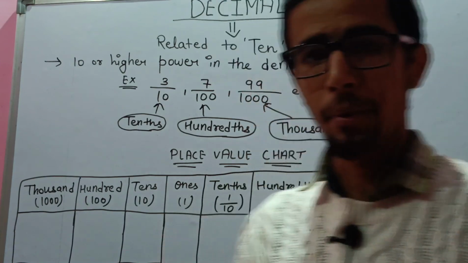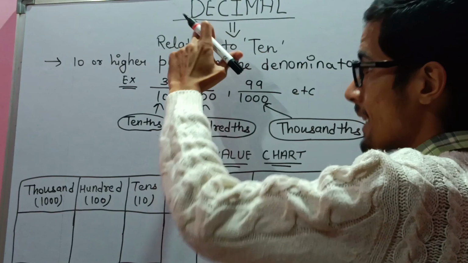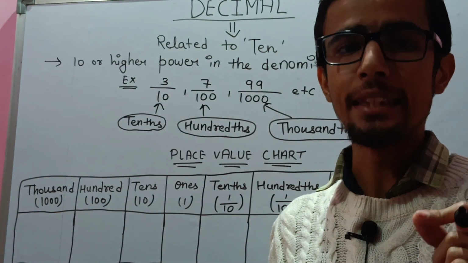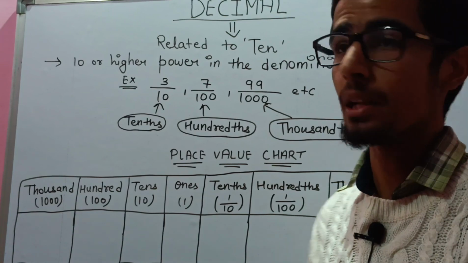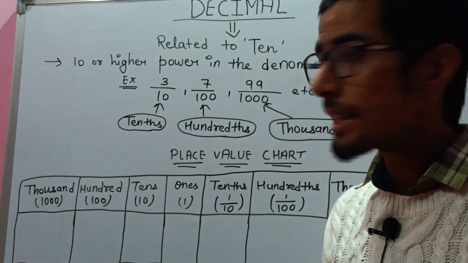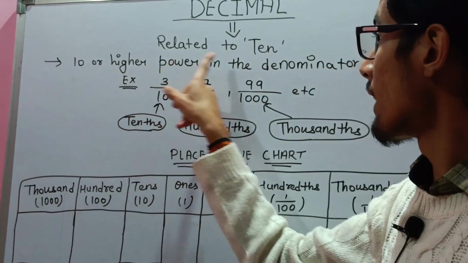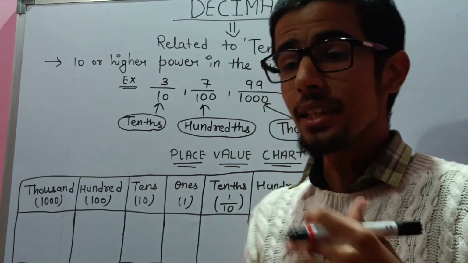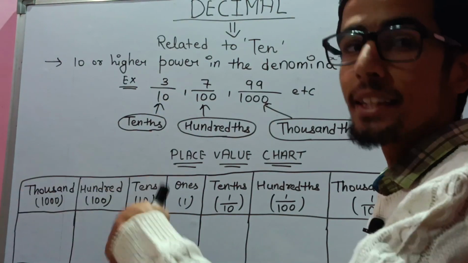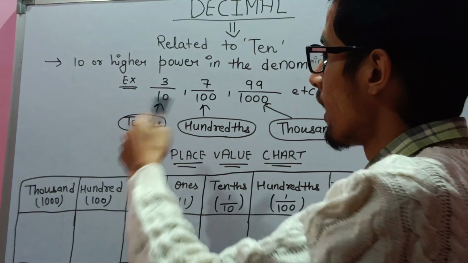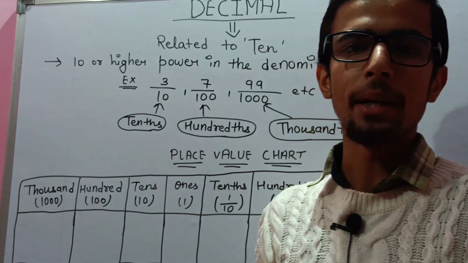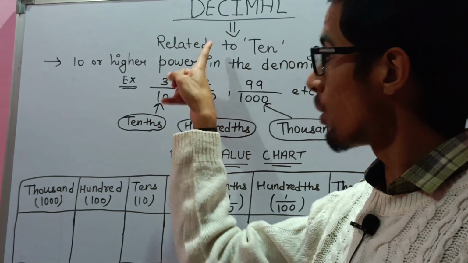So let's start the chapter named Decimal. What is the meaning of decimal? Decimal means related to 10. Related to 10 means 10 or a higher power of 10 in the denominator, which means multiples of 10 like 100, 1000, 10,000 which come in the denominator. So this is the meaning of related to 10.